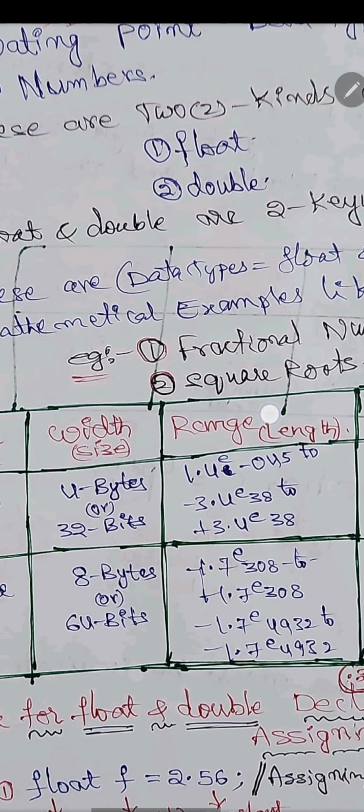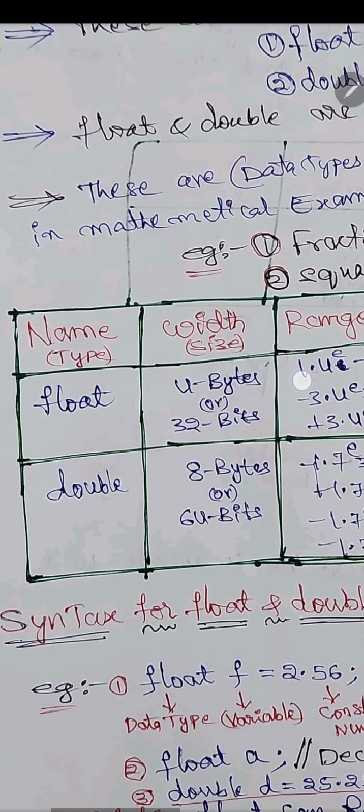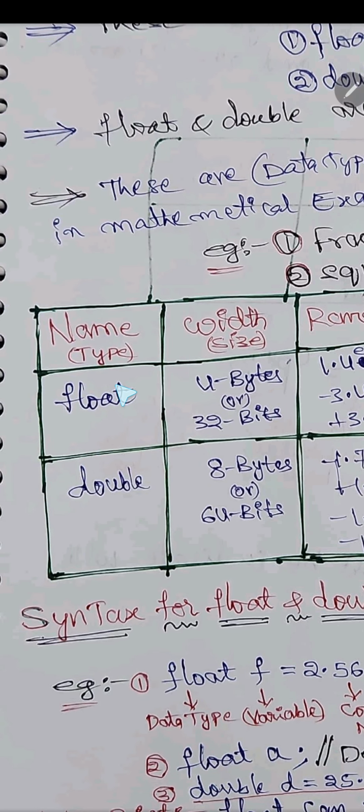in mathematical examples like fractional numbers and square root numbers. When we are doing fractional numbers and square root numbers, these data types will be used. And here the table, when you write the SMS question, number type float and double. For float, width is 4 bytes.